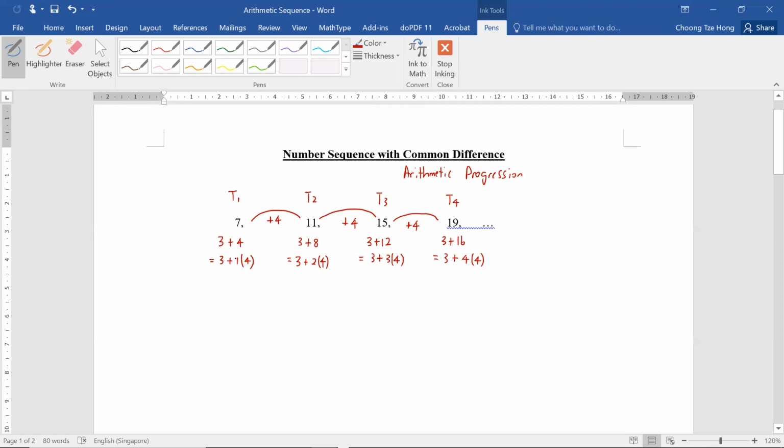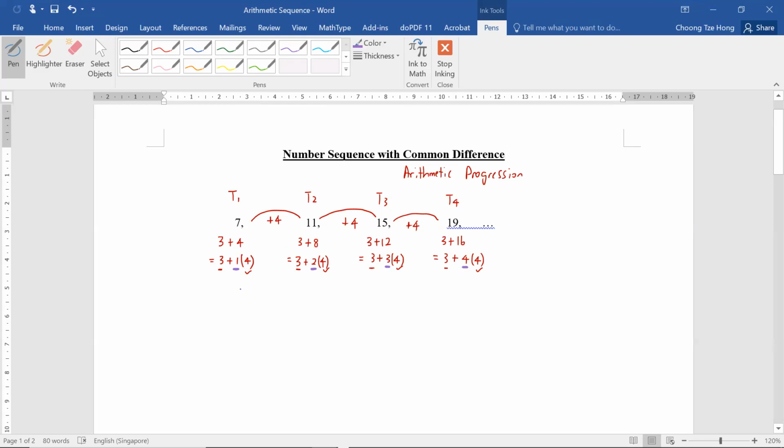So what are the common things that you can observe from each term? There's a 3 in front, and then the common difference is there. So what is the only thing that is changing between all these terms? Let me change the color of my pen. You can see the number here is different: 1, 2, 3, and 4. So the difference is in the numbers, the number in front of the common difference.